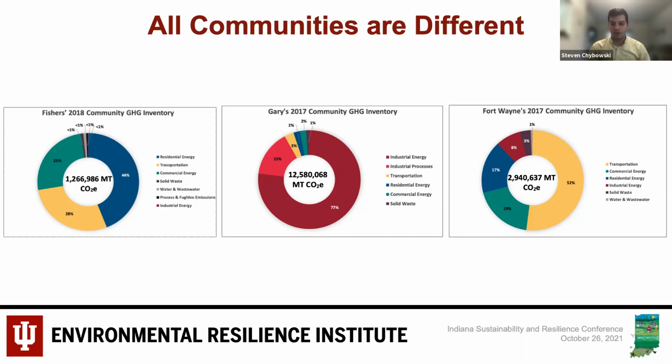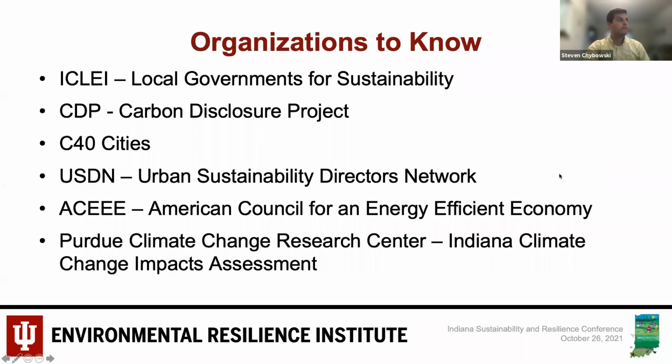Some communities are going to be largely residential. Some are going to have major industries within their boundaries. And some are going to be major transportation hubs and have a lot of different roads and interstates running through them. You can see that here when you look at Fishers, Gary's, and Fort Wayne's inventories, that their total emissions are all very different. And the largest sectors of their emissions are all very different. So we just want you to get a sense that every community is going to look different.